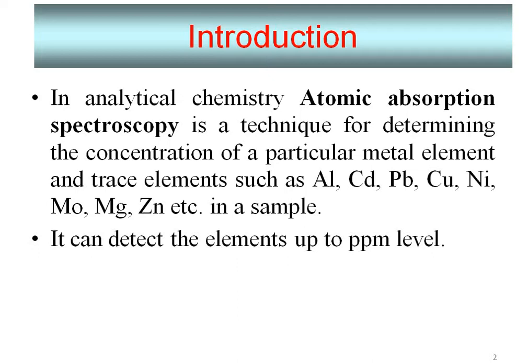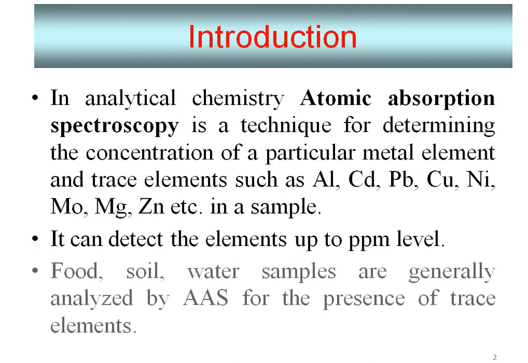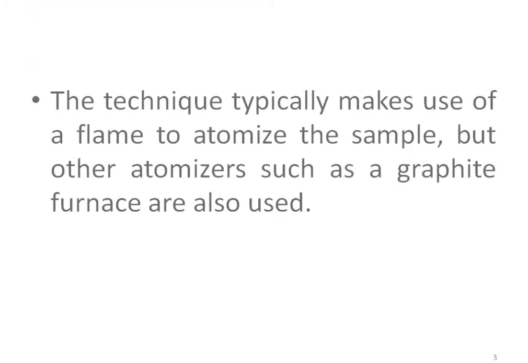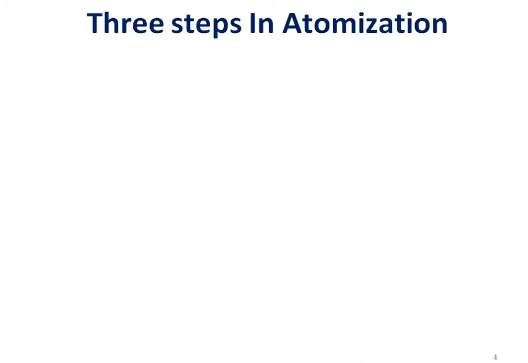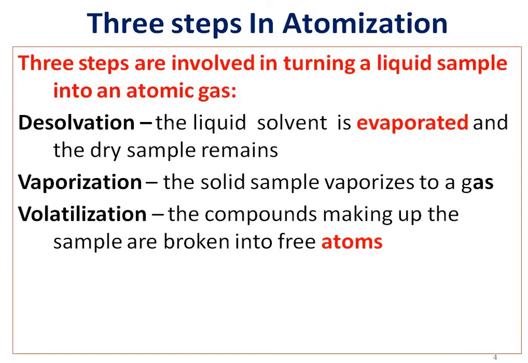It can detect elements up to the ppm level, and food, soil and water samples are generally analyzed using atomic absorption spectroscopy. The technique typically makes use of a flame to atomize the sample, but other atomizers such as graphite furnace are also used. There are three steps in the atomization process.